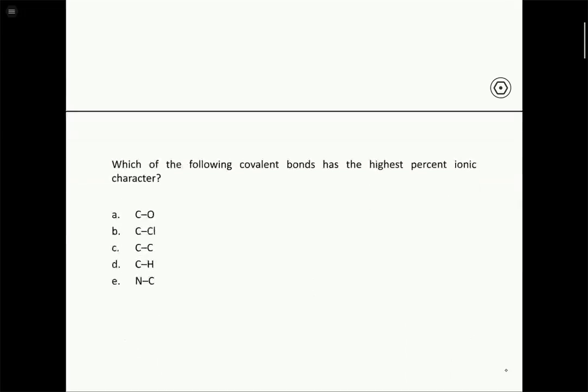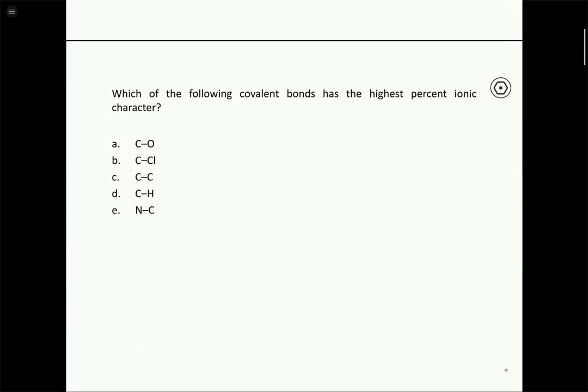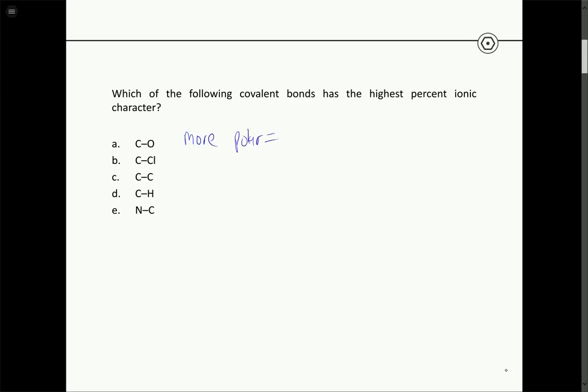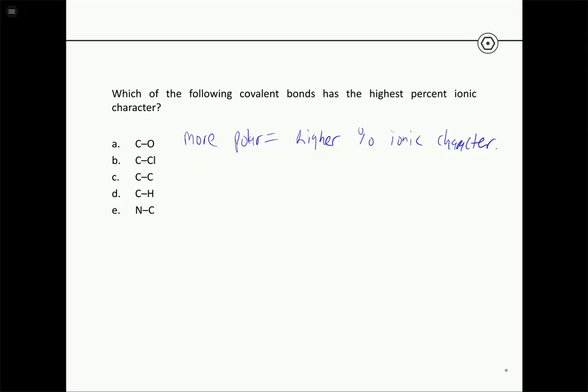So a lot of the questions dealt with percent ionic character or polarity. The first thing we should get out of the way is that there are different ways of asking this question. We could say more polar, which is the same as saying higher percent ionic character. So you'll see both of these wordings. When you see ionic character, that is just another way of saying polarity. It doesn't really have any different meaning than that.